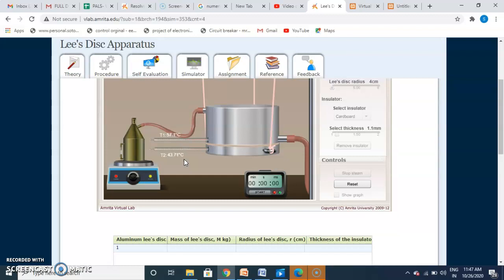We have to know the rate of cooling by using thermometer 2, and we have to know the time by using this stopwatch. So the temperature is rising. You can see the temperature rising comparatively: T2 is rising slowly, T1 is rising vigorously because it is in direct contact with the steam chamber.